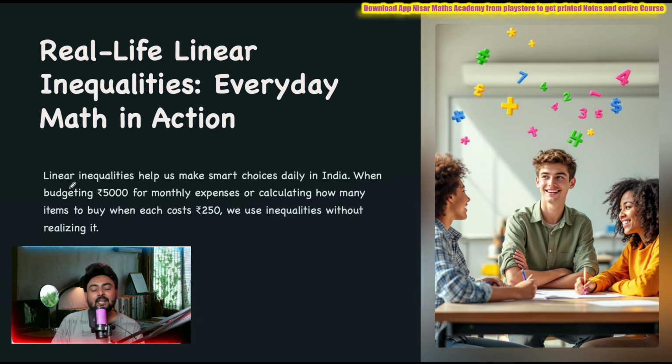Linear inequalities help us make smart choices daily. In India, when budgeting rupees 5,000 for monthly expenses or calculating how many items to buy when each costs 250 rupees, we use inequalities without realizing them. This I am going to explain to you in detail in the upcoming part. Let's move ahead and understand it with the help of an example.